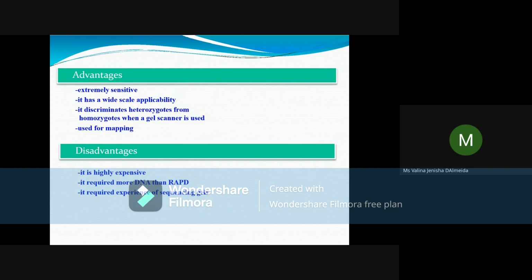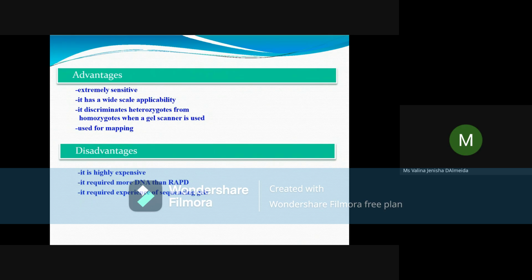So what is the AFLP? Among three techniques, RFLP, RAPD and AFLP, AFLP is very sensitive and has wide scale applicability. It is able to distinguish between a heterozygote and homozygote and is used for mapping. It gives more clarity than RAPD and RFLP. It is highly expensive and requires more DNA unlike the RAPD technique, and it requires experience for reading the sequencing gels.